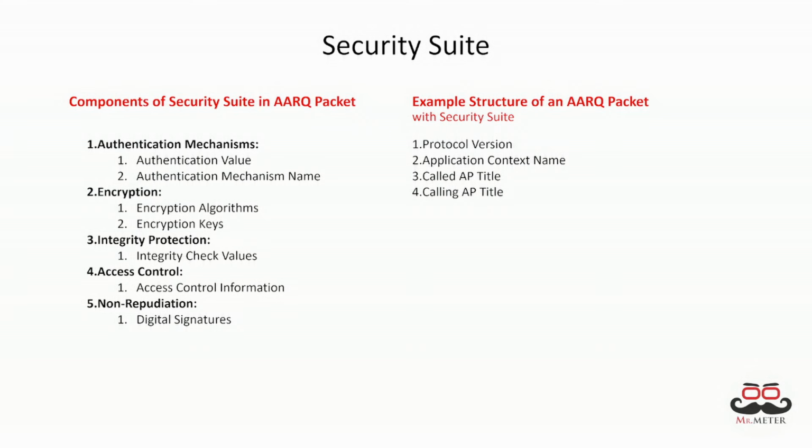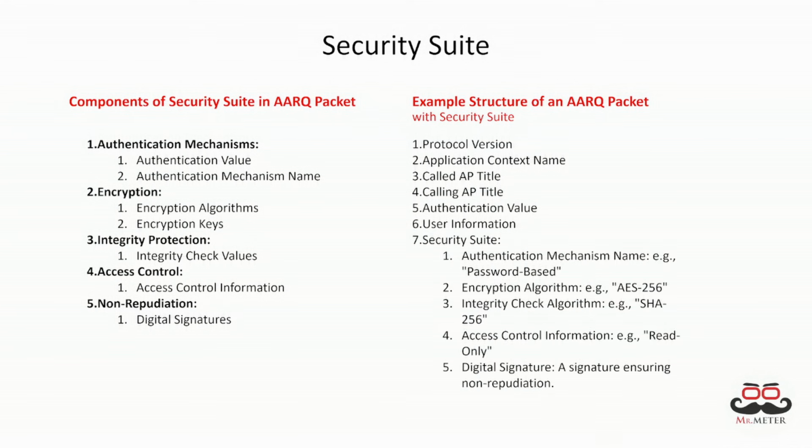Authentication value contains the credentials for authentication. User information contains any additional information required by the application. And the last part is the security suite, which by itself contains, for example, five options.